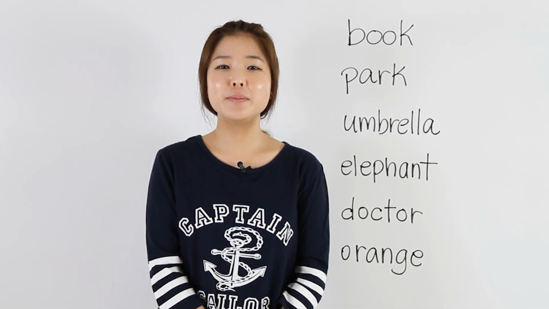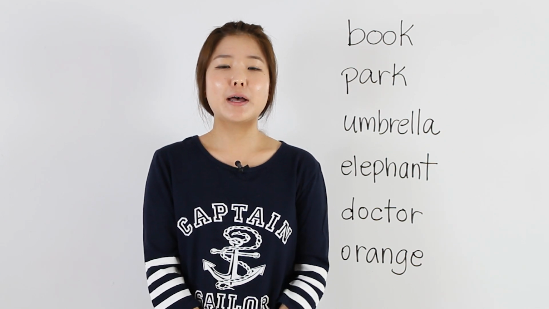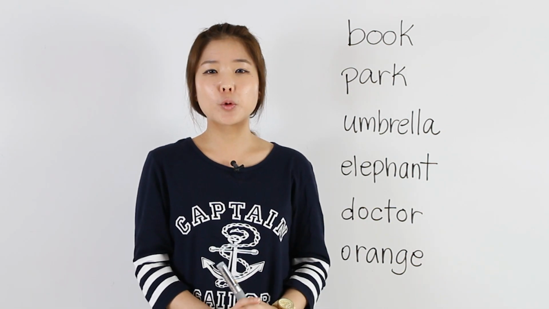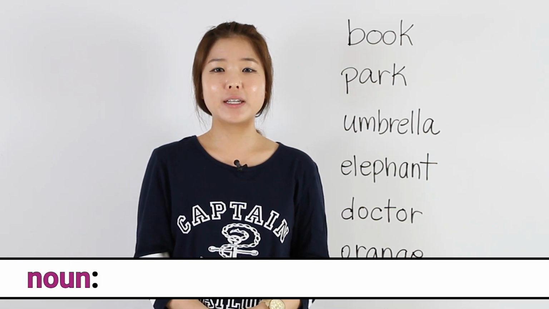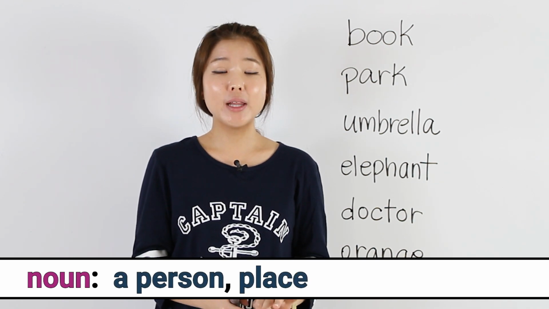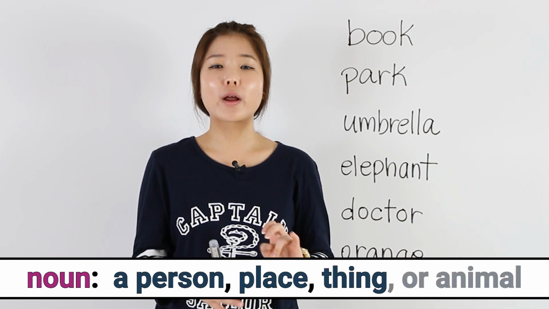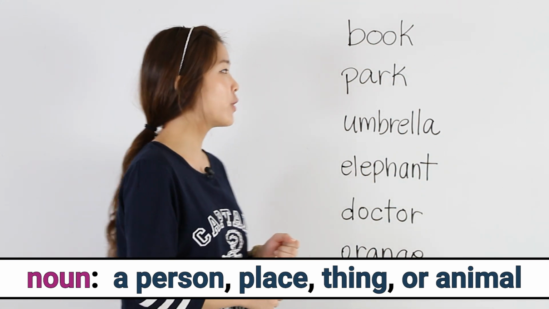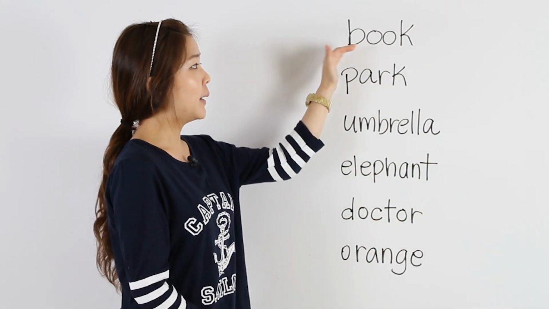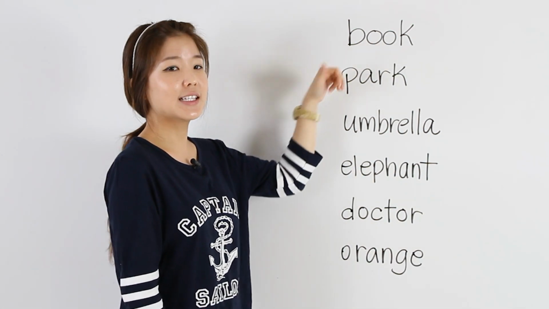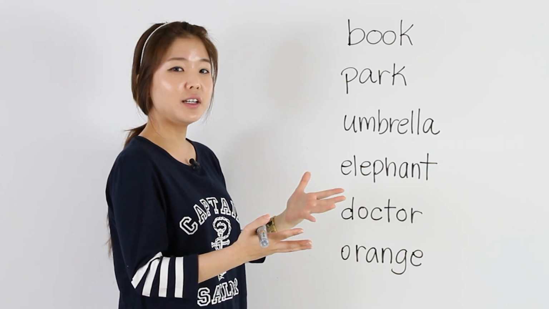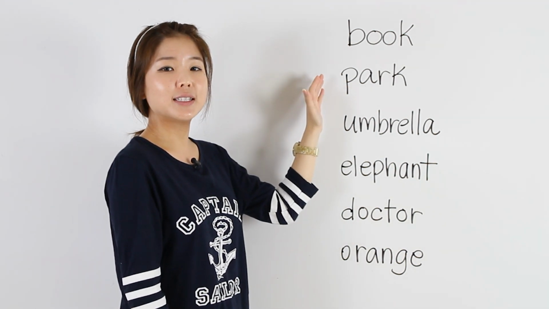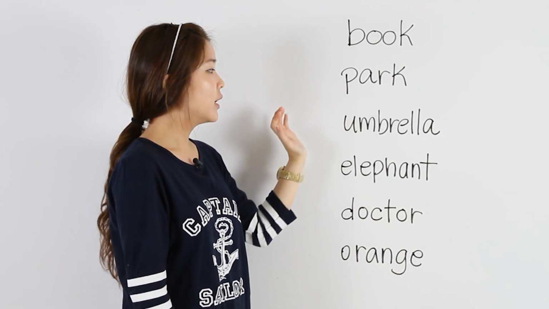Okay, let's do some extra practice. I have some nouns on the board. Remember, a noun is a person, place, thing, or animal. So let's go through them one by one. A book is a thing. It's a thing that we read. Park is a place. It's a place we go.